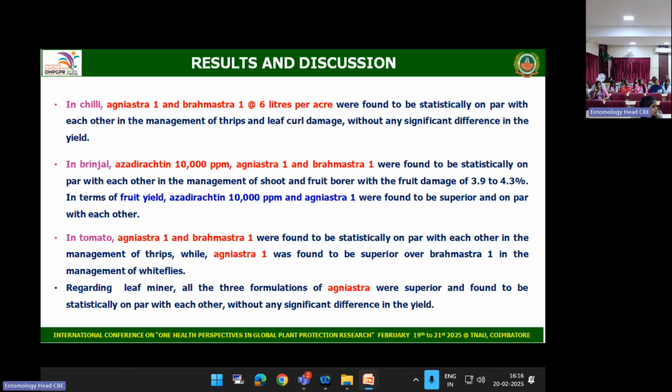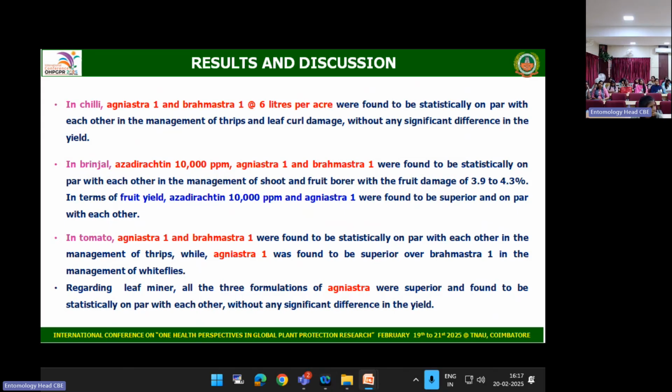It was almost statistically on par with azadirachtin 10,000 ppm. And in the case of brinjal also, azadirachtin, Agni Astra and Brahmastra, these 3 were found to be statistically on par in the management of shoot and fruit borer. The infestation level is only 3.9 to 4.3%. And in terms of yield also, azadirachtin 10,000 ppm and Agni Astra were better.